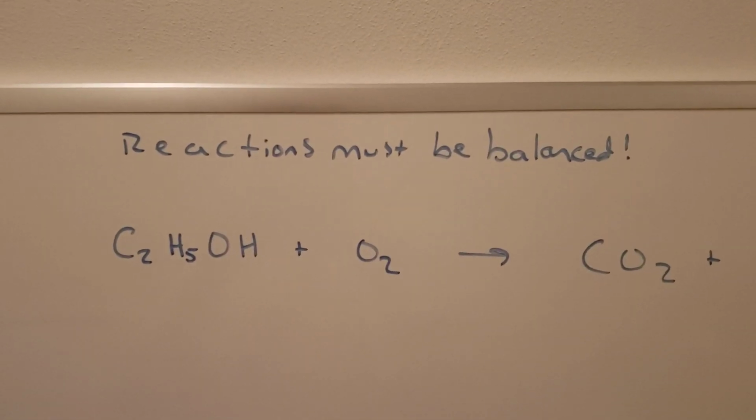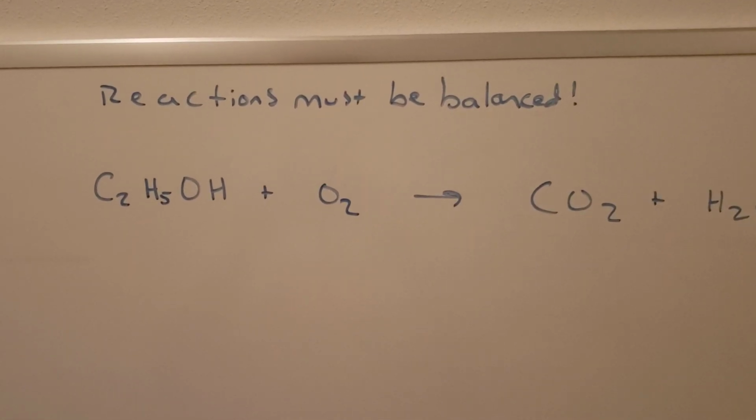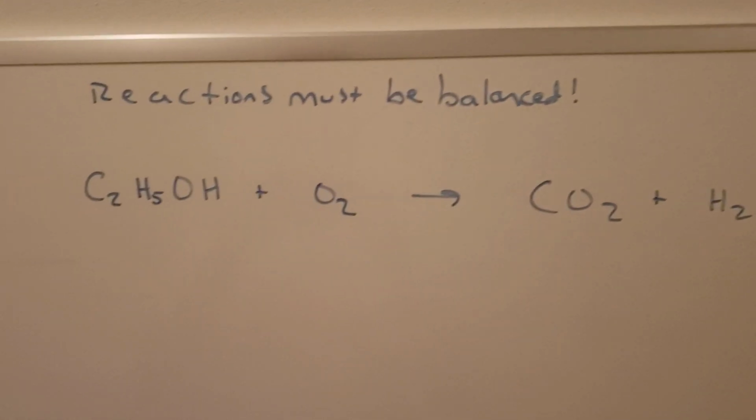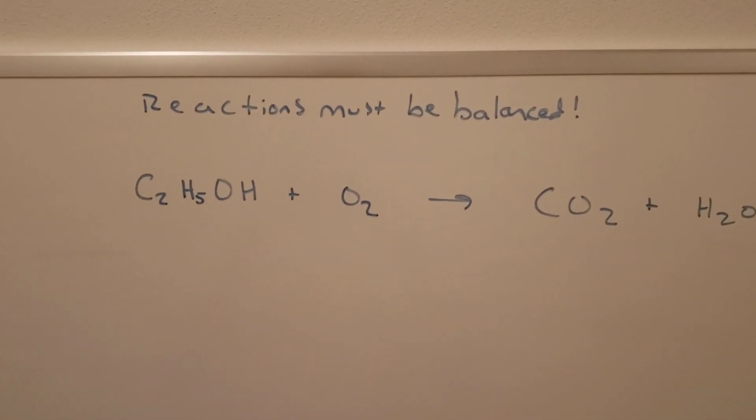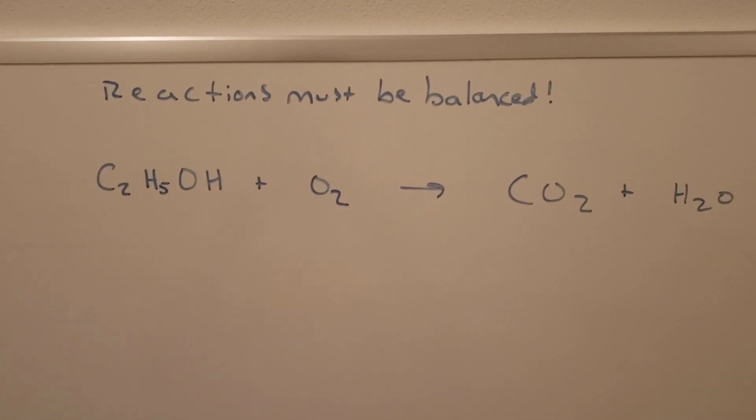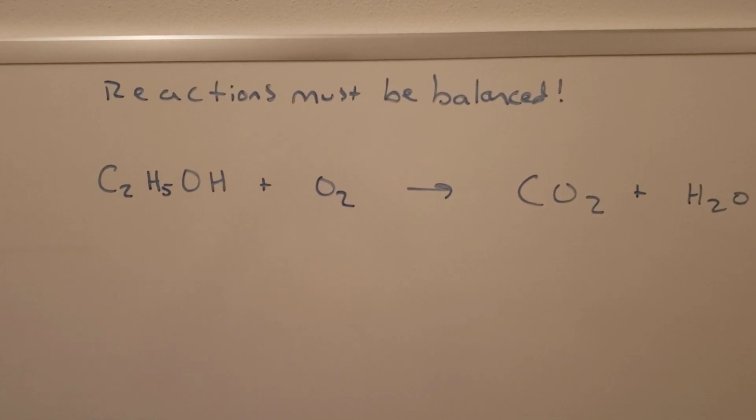One important part about chemical reactions is that they must be balanced, and that means that there needs to be the same amount of each element on both sides of the reaction here. So as you look at this right now, you can see that there's two C's on the reactant side and only one C on the right side, so that's not a balanced equation. So how do we balance these things?